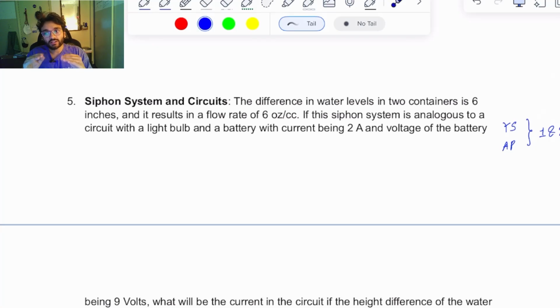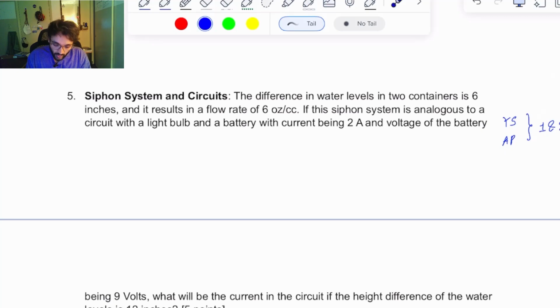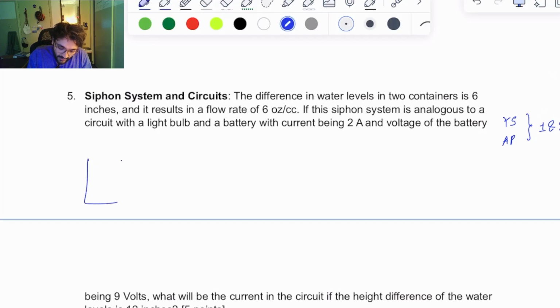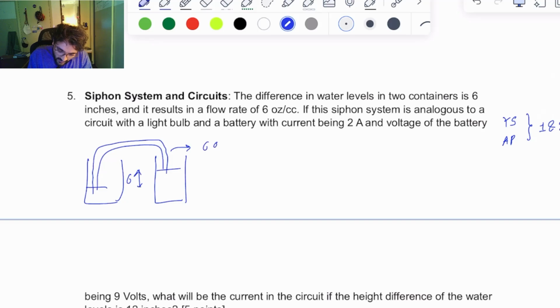The difference in water levels in two containers is 6 inches, and it results in a flow rate of 6 ounces per cubic centimeter. It's a very good idea to make diagrams. So let me actually make a siphon system, and let me make as many things as I can. So the height difference is about 6 inches, and the flow rate is 6 ounces per cc.